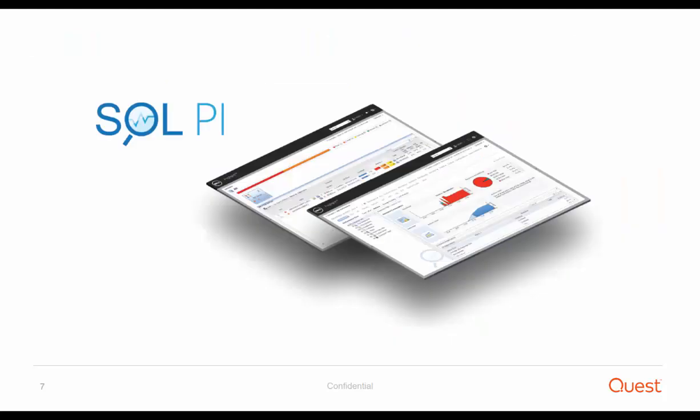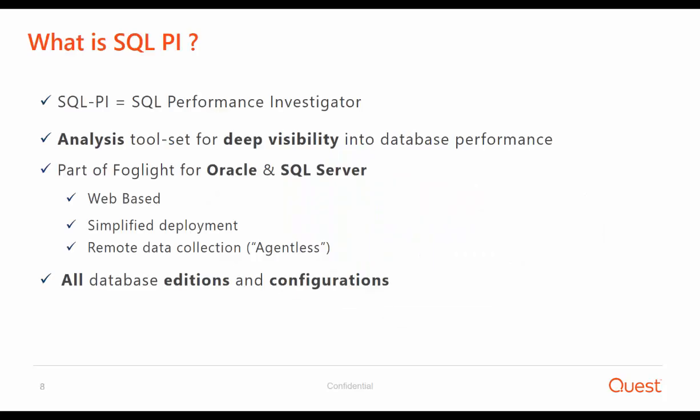Let's talk for a second about SQL PI. SQL PI stands for SQL Performance Investigator. It's an analysis toolset for deep visibility into database performance. It's part of Foglight for Oracle and SQL Server, meaning that it has a web-based interface with a simplified deployment. You don't need to install anything locally on the monitored hosts or the monitored databases. And SQL PI supports all database editions and configurations. So for example, whether you're running databases on-premise or in the cloud, whether you're using Enterprise Edition or Standard Edition, everything is basically supported by the product.